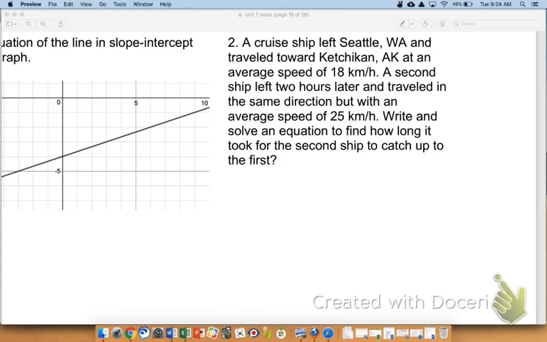I am going to draw a picture. Why on earth is the faster boat having to catch up to the slower boat? Say again? Yeah, the slow boat left early.